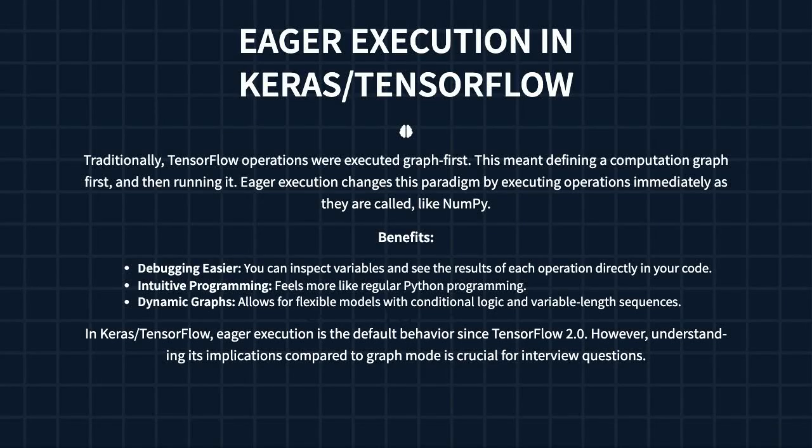Okay, let's talk about eager execution in Keras and TensorFlow. For a long time, TensorFlow operated on a graph-first principle. You'd build the entire computation plan before actually running it. Think of it like building a factory before starting to produce anything. Eager execution is different. It's like doing things as you go. Essentially, operations are executed immediately when called, just like in standard Python. This makes debugging much easier because you can see what's happening at each step. It also feels more natural for programmers used to writing code that executes right away. The biggest advantage is that it allows for dynamic graphs, meaning your models can be flexible and adapt based on conditions or even handle sequences of varying lengths, which is really powerful.